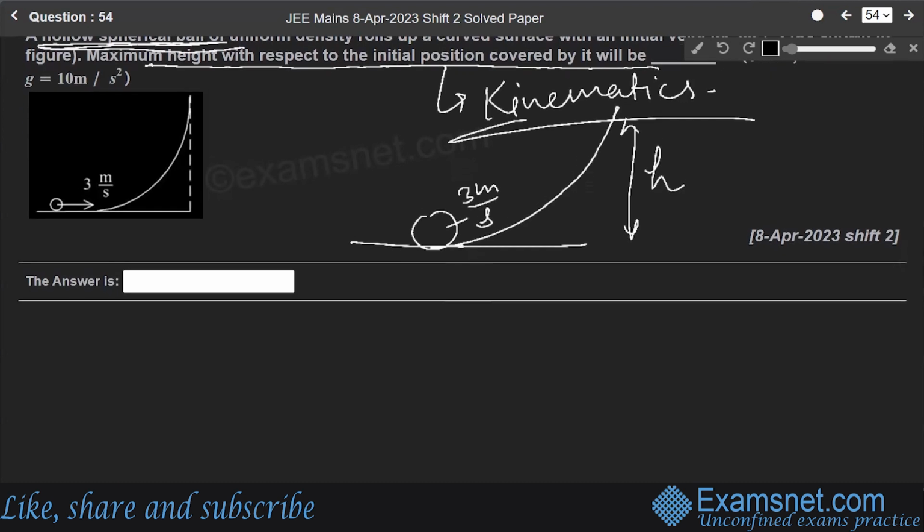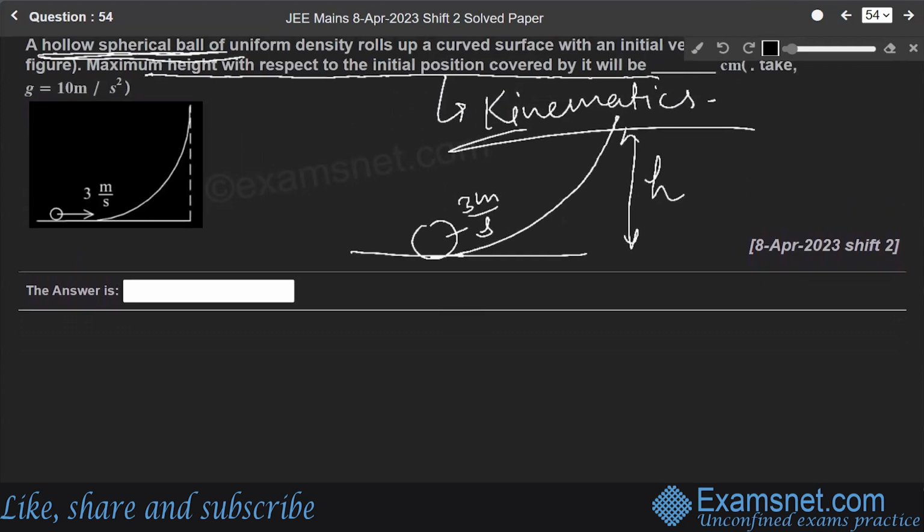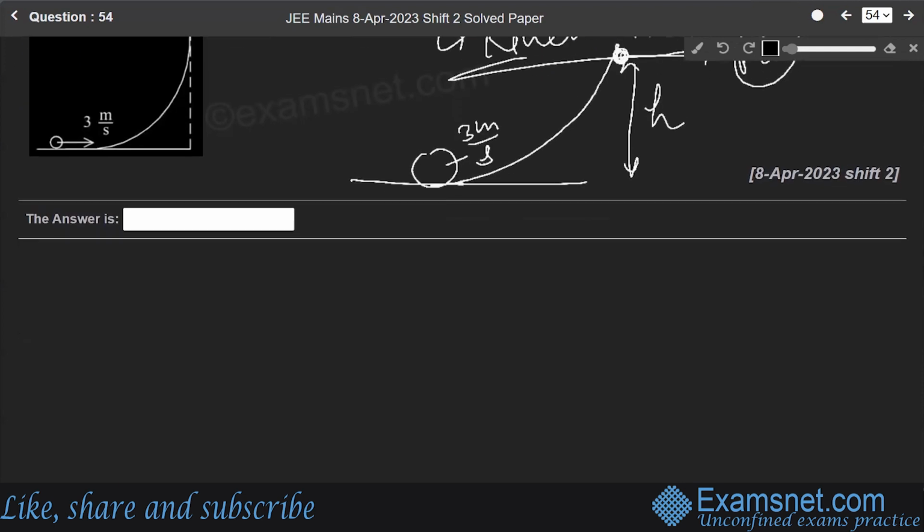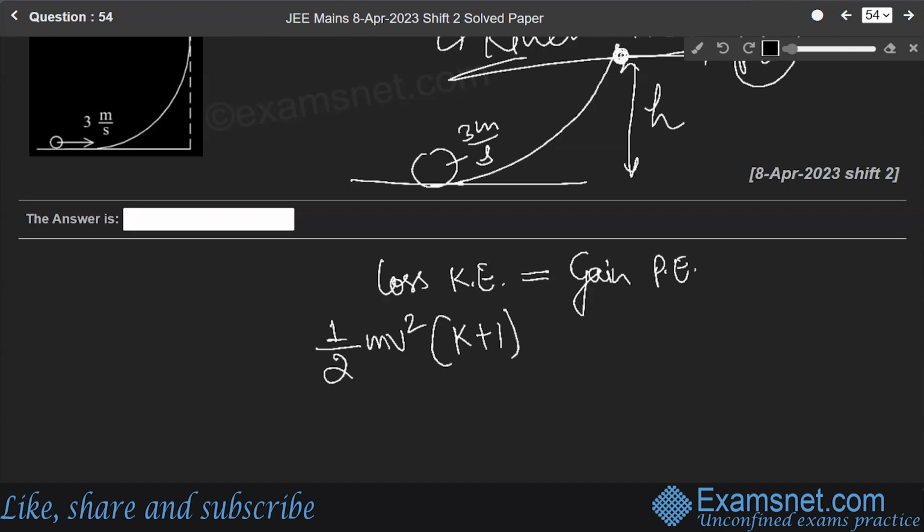So for this type of question, when it reaches a height h, it will lose all of its kinetic energy, and at this point the kinetic energy will change into potential energy. Basically there will be potential energy. So the loss in kinetic energy will be equal to the gain in potential energy. The loss in kinetic energy, half mv square (k plus 1), equals mgh.